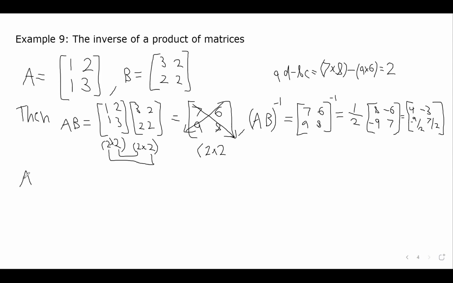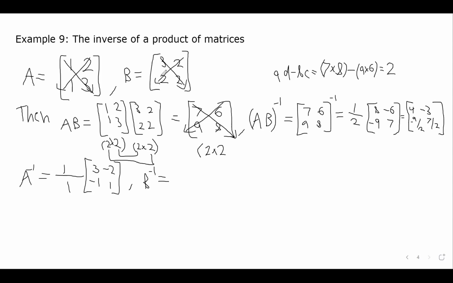And then if you find each inverse separately, A inverse is the inverse of A. So that's 1 over AD minus BC, 3 minus 2, which is 1, times, switch the diagonal entries of A, negate the off diagonal entries. And so that's A inverse. A inverse is this matrix, right? 3, -2, -1, 1.